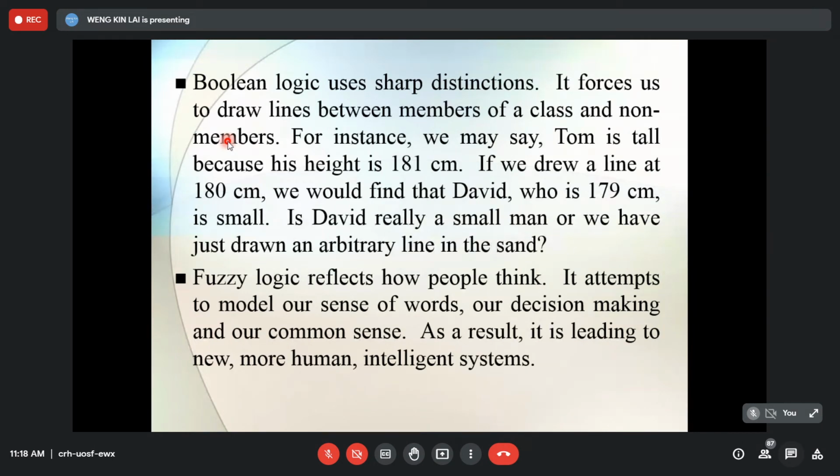But you find that in many cases, the line itself is actually arbitrary. So for example, here, we say that Tom is tall because his height is 181 cm. Now, if you draw a line at 180 cm, we find that David, who is just 179 cm, is considered small. So you have two classes, tall and short. As long as you exceed 180 cm, that is your threshold, that will be tall. Anything less than that is small.